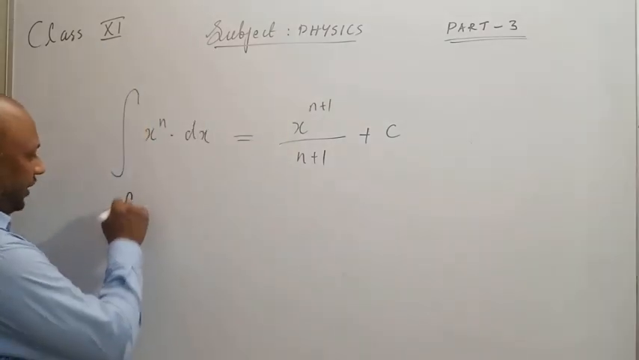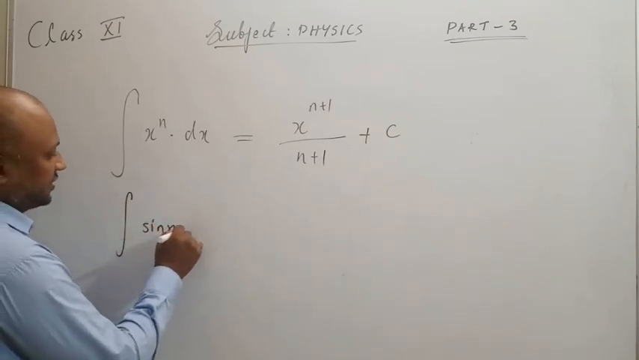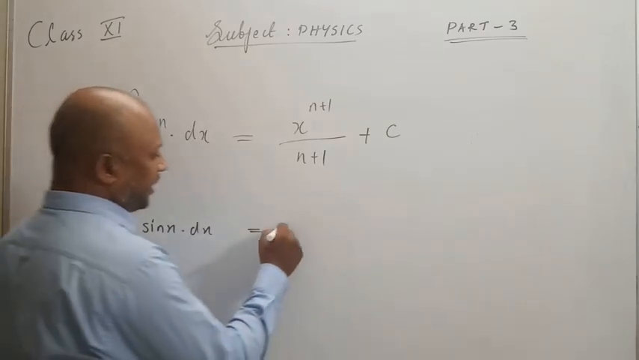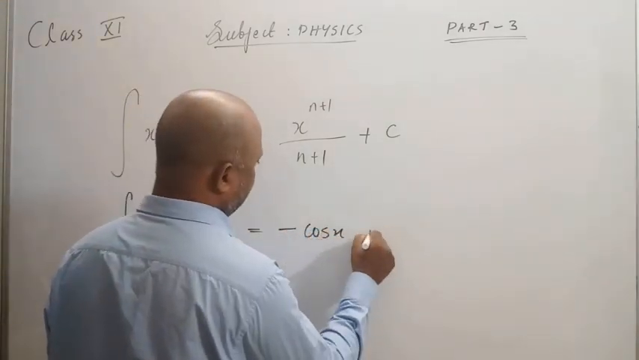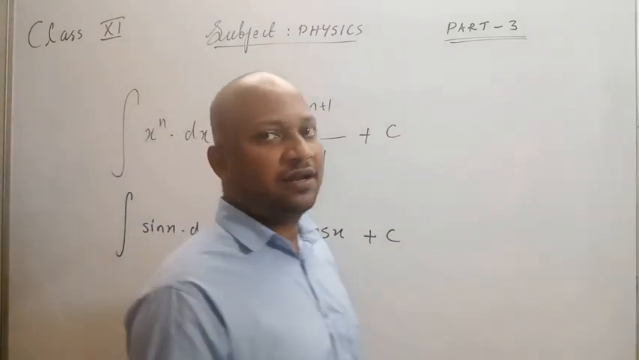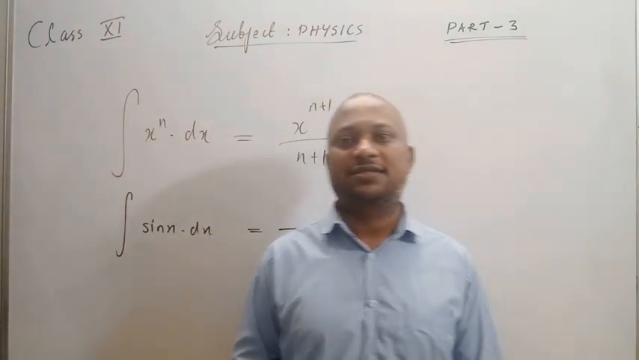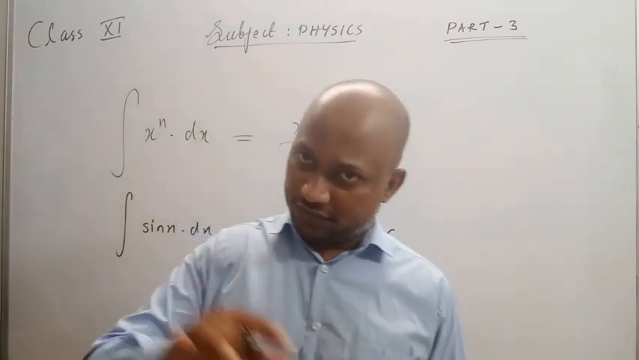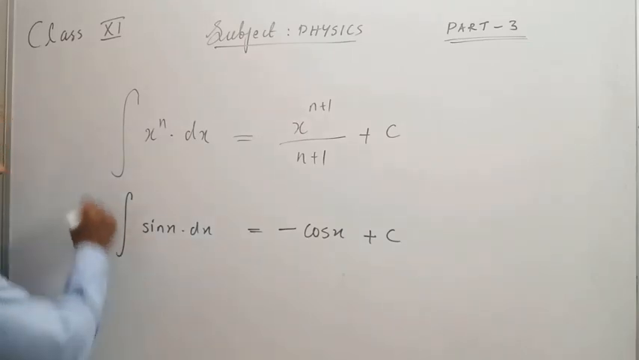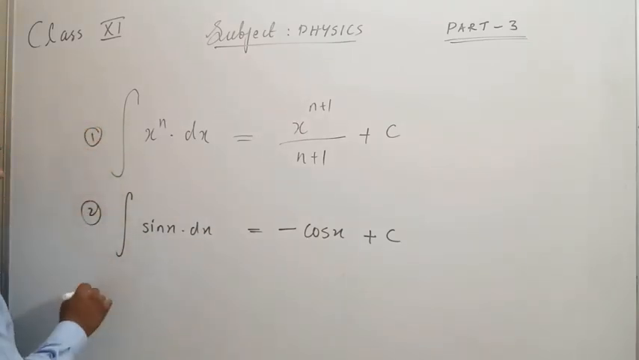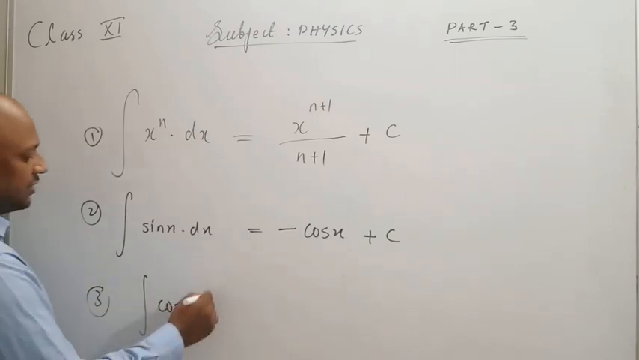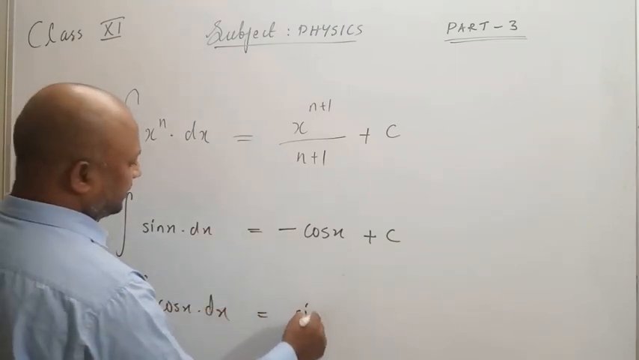Or integration sin x dx, so it is minus cos x. The reason is cos x का differentiation होता है minus sin x, so sin x का integration minus cos x. So that is just the vice versa. And we have another one, integration cos x dx. Sin x का differentiation cos x है, so cos x का integration direct sin x.